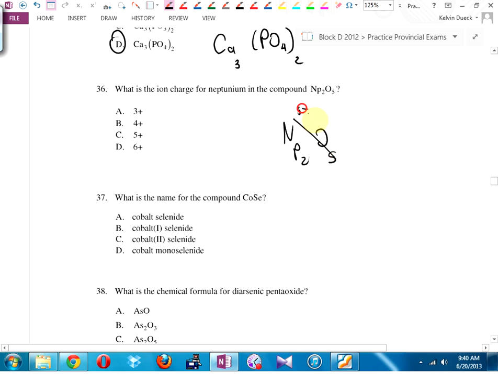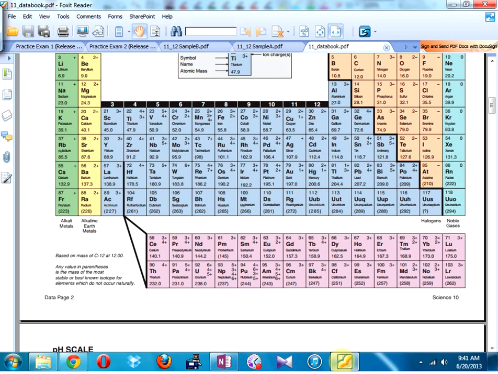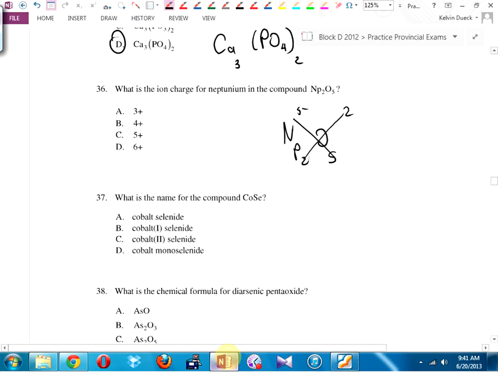Uncrisscross, or you could just find neptunium. Where was it? It was element number 93. We got several options. It could be 5 or 3 or 4 or 6. I'm leaning towards a 5. Does that work? Because remember, this could have been a reduced fraction. It could have been a reduced crisscross. Does that work? Oxygen has a charge of 2. Yeah, you know what? That works. I think it's 5 plus. Yeah?